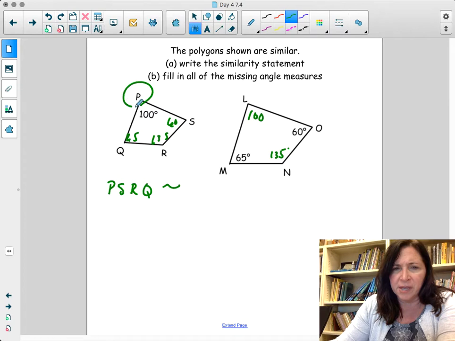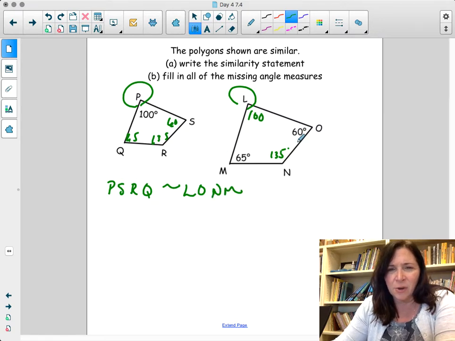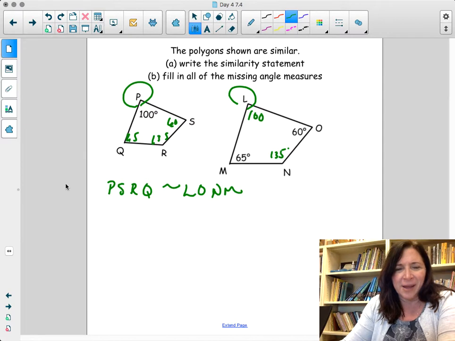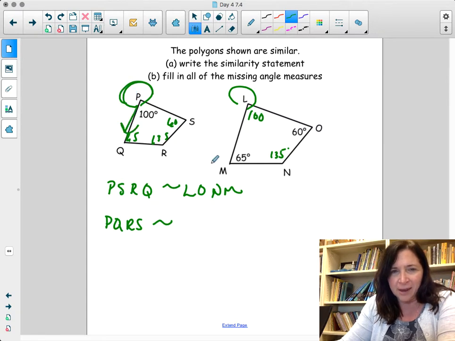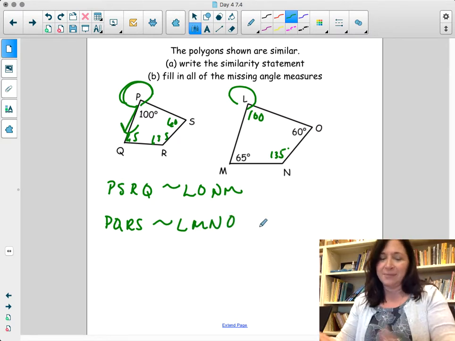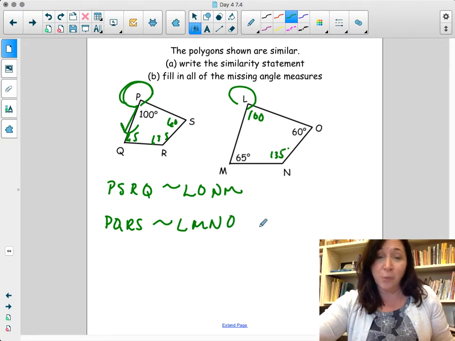if I started with P, I'm going to start with L. So it's going to be LONM. Actually, MNO. LMNO. I should have done it this way, meaning I should have said PQRS is similar. I started up here and went that way. PQRS is similar to LMNO. Okay. Anyway, either one is fine. Both are correct.